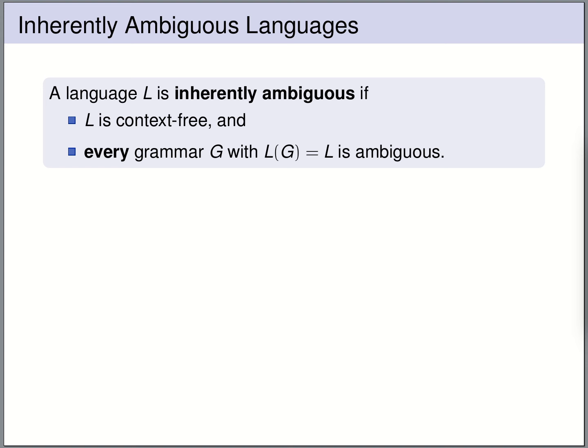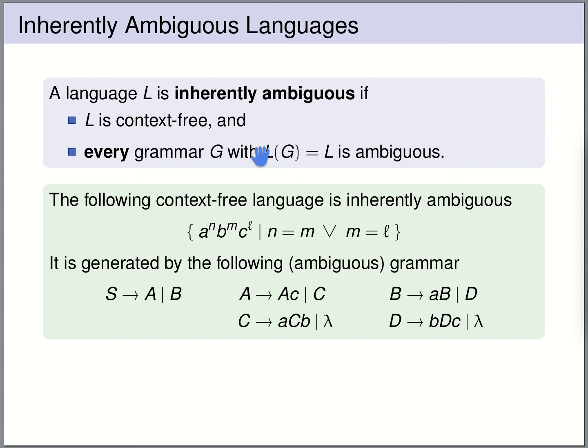We have a few slides back seen an example of a language where we had an ambiguous grammar and a non-ambiguous grammar for the same language. A language is called inherently ambiguous if the language is context-free and if every grammar that defines this language is ambiguous. So a language is inherently ambiguous if it's impossible to find a non-ambiguous grammar for the language.